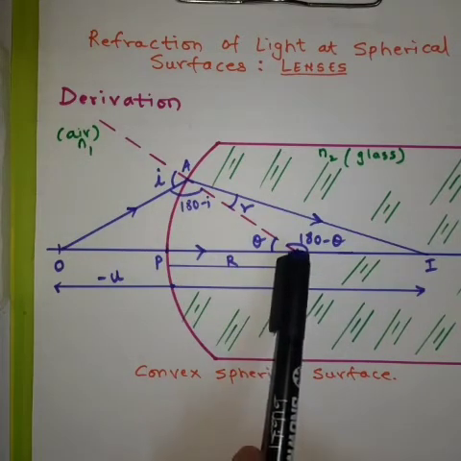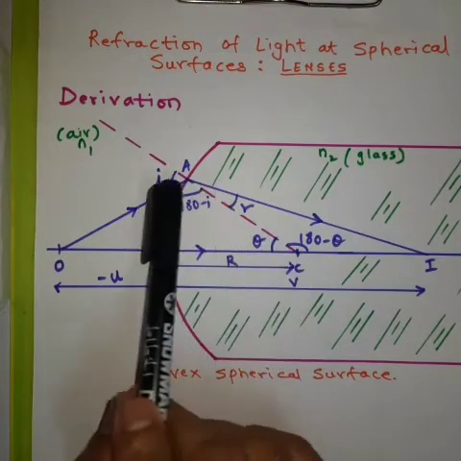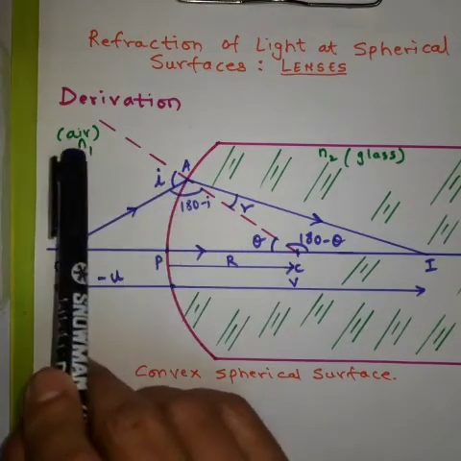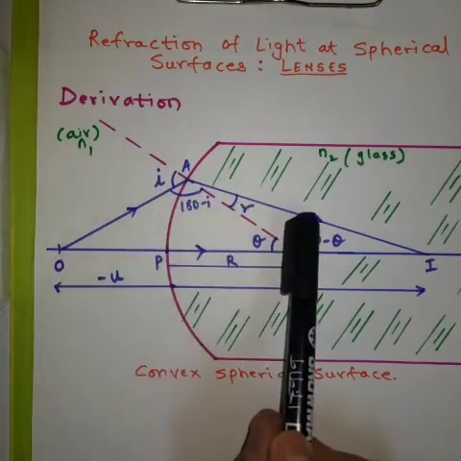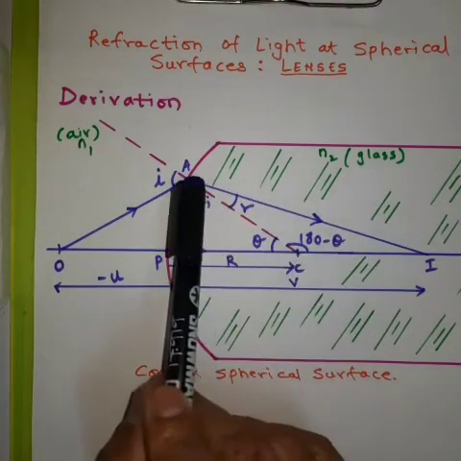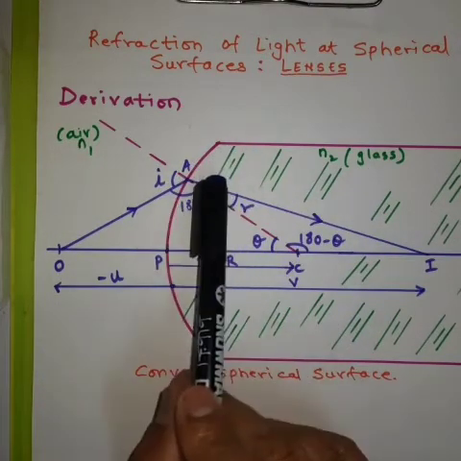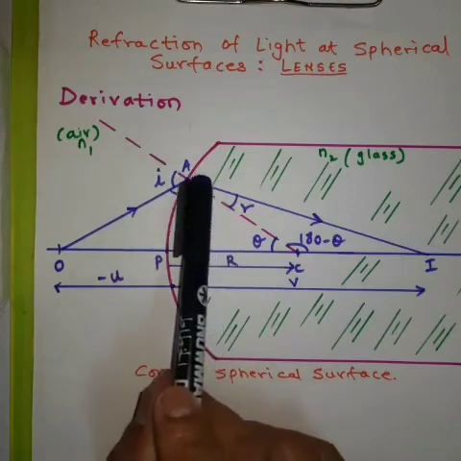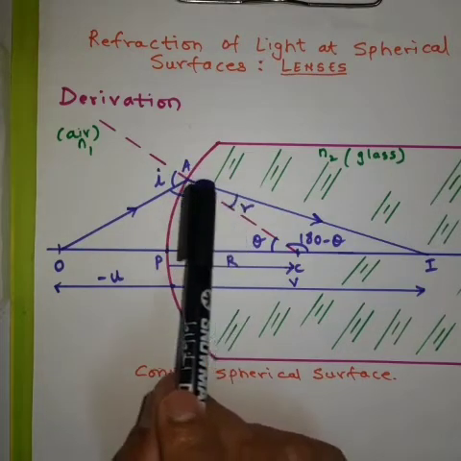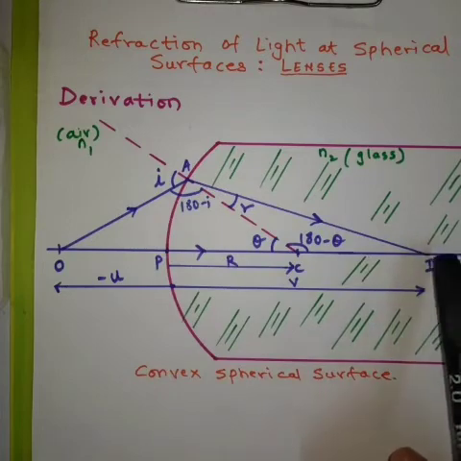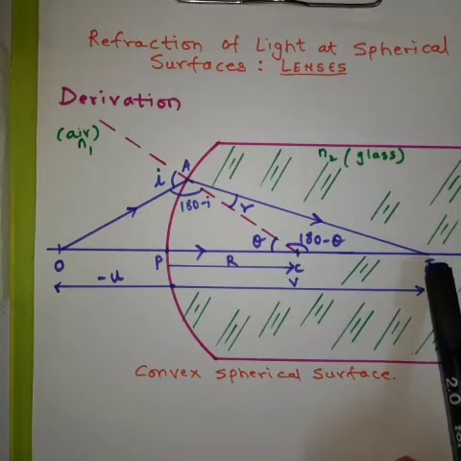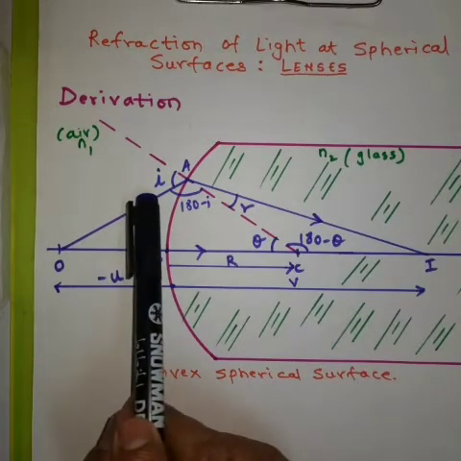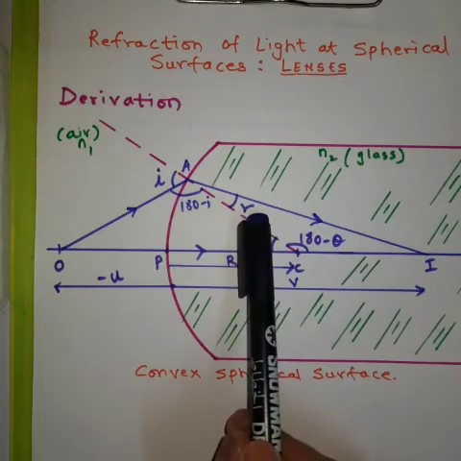When we complete the normal, we come to know that the ray is traveling from a rarer medium, which is air, to a denser medium, which is glass. So the ray, instead of traveling straight, will bend towards the normal. So this is the normal, the ray bends towards the normal, and it meets somewhere at point I. Here we have the angle of incidence i, and over here the angle of refraction r.